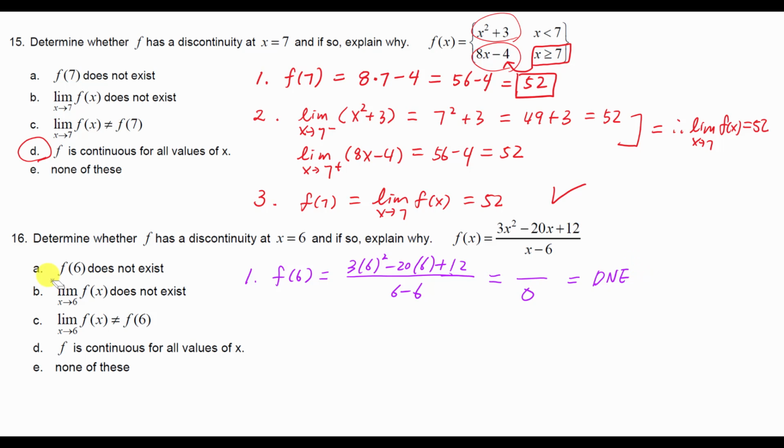Because f of 6 does not exist is clearly one of the reasons why this function is discontinuous at x equals 6. And only A states that reason. I can stop here and not go any further for the problem.